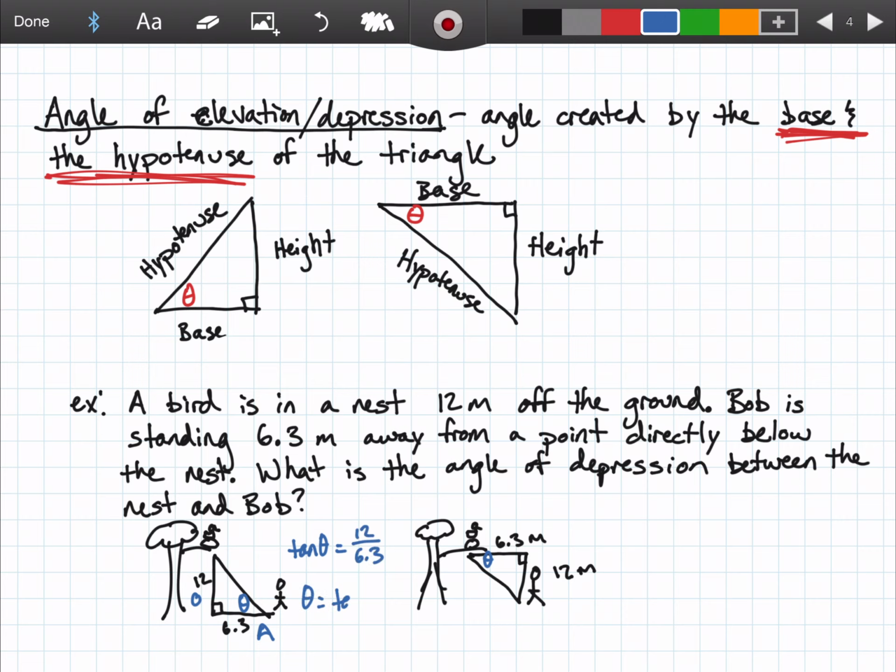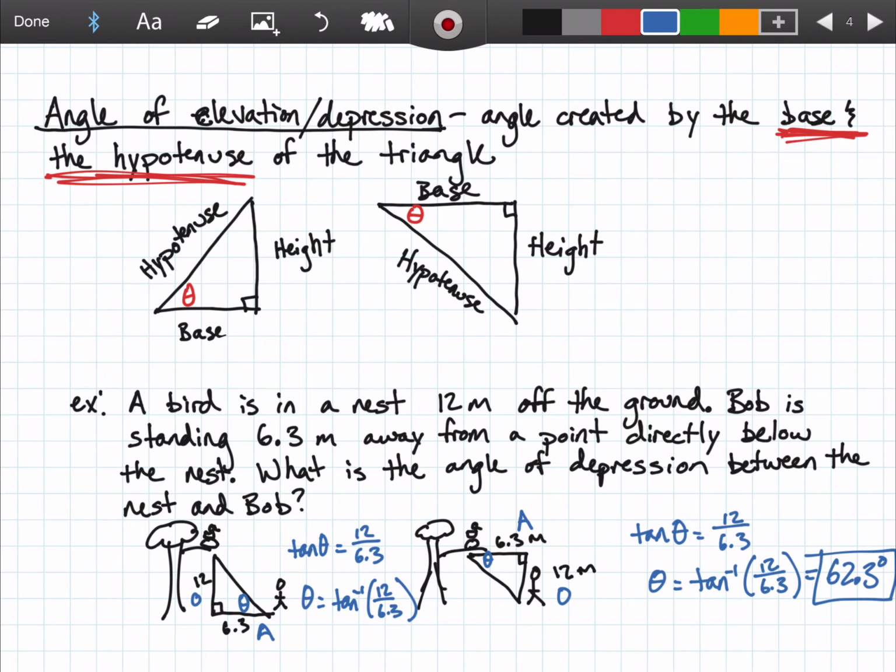So I know I need to use inverse trig to find the angle. Wait, is it going to be the same if I did it over here? Opposite, adjacent, tan theta equals 12 over 6.3. Oh, would you look at that? It is the same. Tan inverse 12 divided by 6.3. 62.3 degrees, no matter which way you do it.